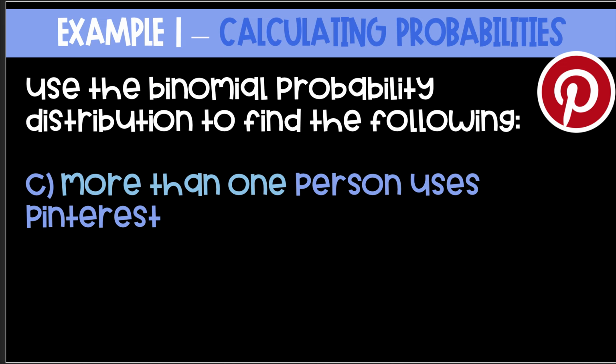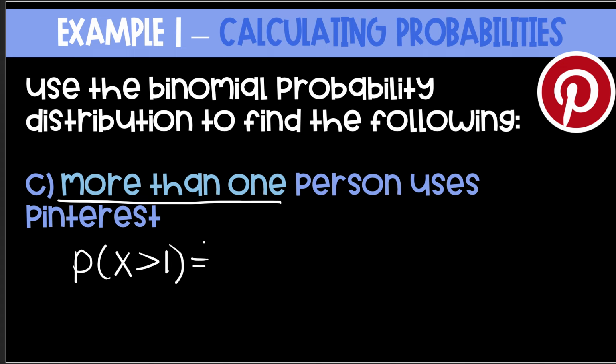Next scenario. We want to use the binomial probability distribution to find the probability that more than one person uses Pinterest. More than one person. Does more than one include the 1? No. I want the probability that X is greater than 1.